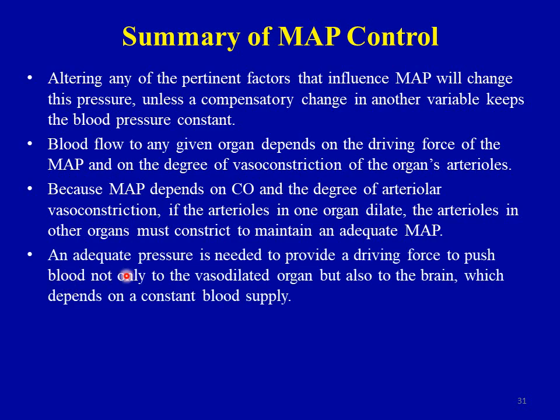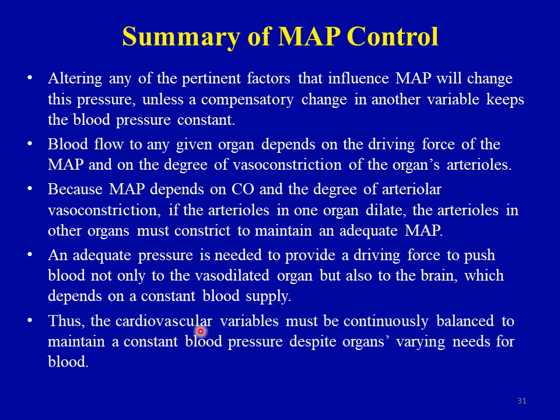An adequate pressure is needed to provide a driving force to push blood not only to the vasodilated organs but also to the vital organs like the brain, which depends on a constant blood supply. Thus, the cardiovascular variables must be continuously balanced to maintain constant blood pressure despite organs' varying needs for the blood and its nutrients and oxygen.